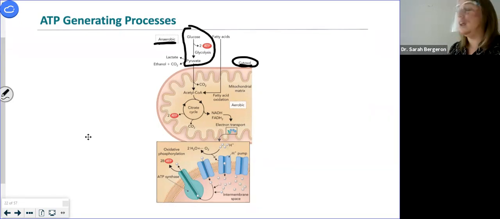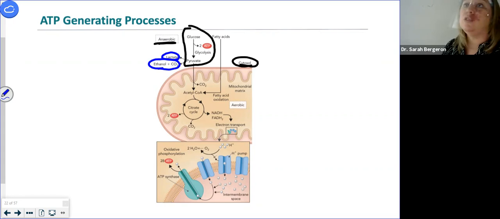That pyruvate can have one of 3 different fates. The 3 fates of pyruvate are being converted to lactate, being converted to ethanol and CO2, or being transported into the mitochondria and converted to acetyl-CoA.